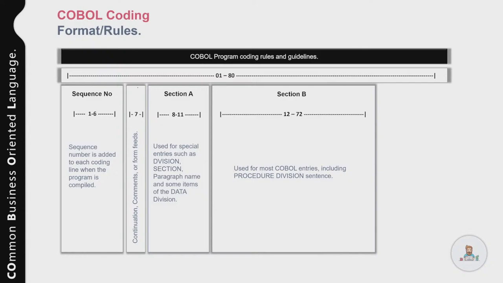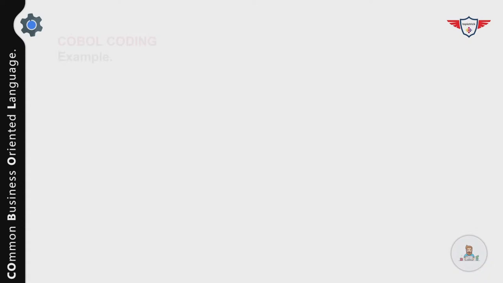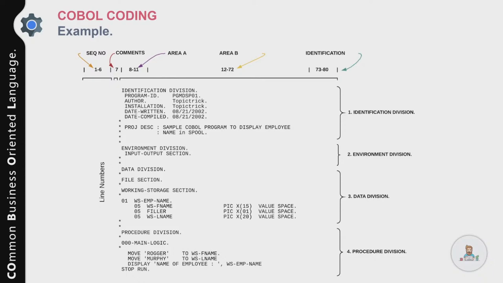Then you have positions 73 up till 80, and this area is called the identification area. These positions were originally used to identify a program, but they are not used anymore today. Now let me showcase a sample COBOL program so that you can understand how exactly you can write your COBOL program which follows the coding rules that we have discussed so far.